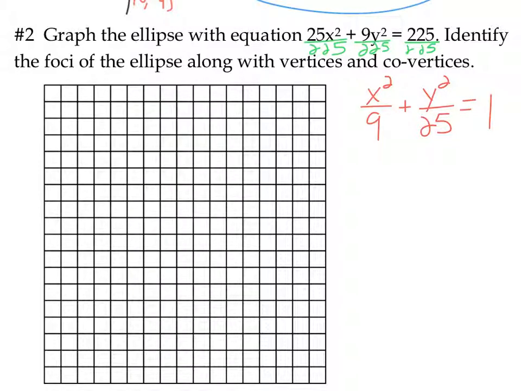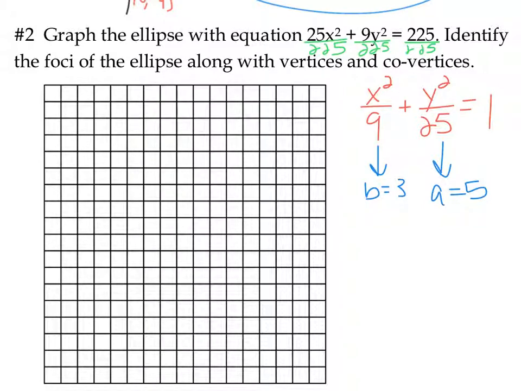So I can get from this my a and my b values. We see the bigger number is under the y squared. That's where I'm going to get my a value from. So my a value is 5. Remember, that's 5 squared. My b value is 3. Okay? So we can graph this.